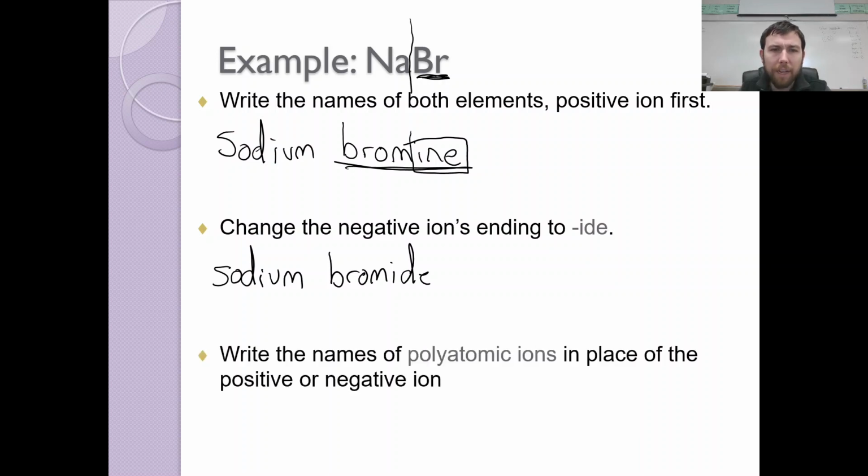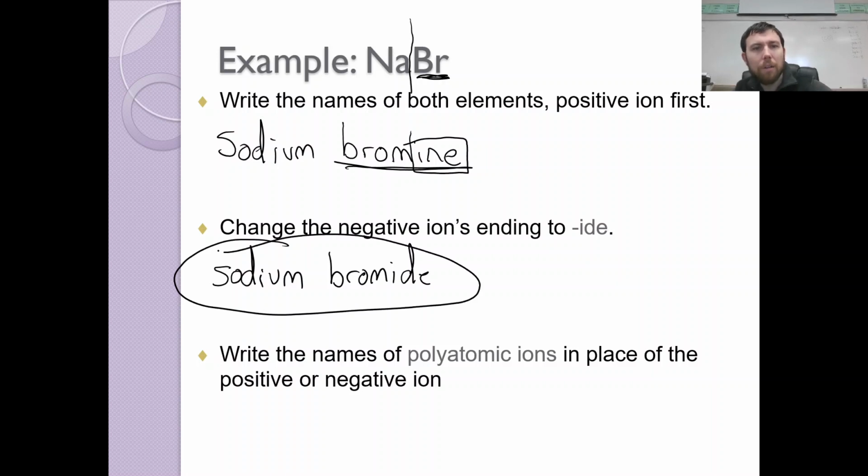And then for our third step, we write the names of polyatomic ions in place of the positive or negative ion. Well, in this case, we don't have a polyatomic ion. And so then the correct name for NaBr would be sodium bromide. That would be the correct name for this particular compound. Okay, so we'd be done. We wouldn't have to do that third step.